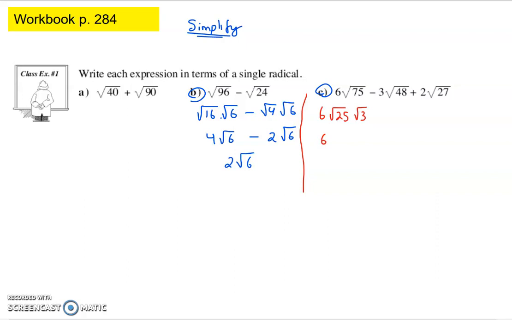Don't do anything to that. It's a root 25 that we picked on purpose, which ends up becoming 5, and then root 3. So then this becomes 30 root 3. The first term is done. I'm going to move on to the next one.